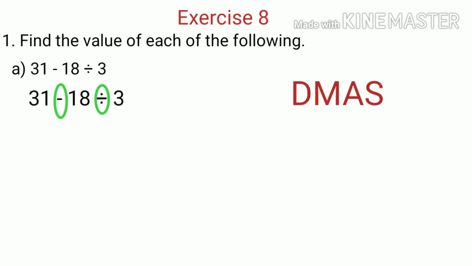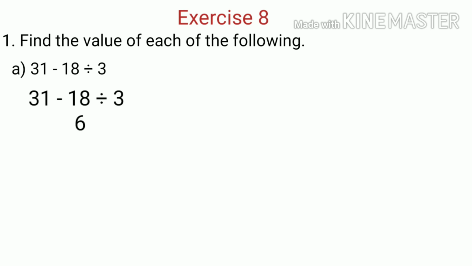So using the DMAS rule, we will first carry out division. That is, at first we will divide 18 by 3. When we divide 18 by 3, we get 6. So the expression becomes 31 minus 6. Now we have to subtract 6 from 31. And when we subtract 6 from 31, we get 25. So 31 minus 18 divided by 3 is equal to 25.